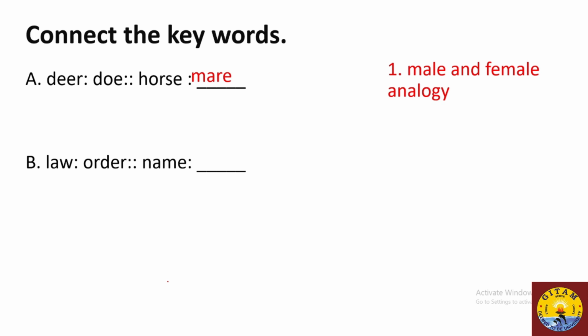Law and order. Bread and butter. Success and glory. This is called collocation order analogy. Fish and chips, right? Bread and butter, horse and carriage, law and order, name and fame, right? If you type in Google binary collocations, you will get this list. You might want to look at them. You can go and search.